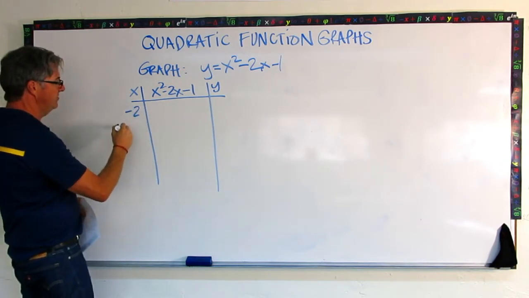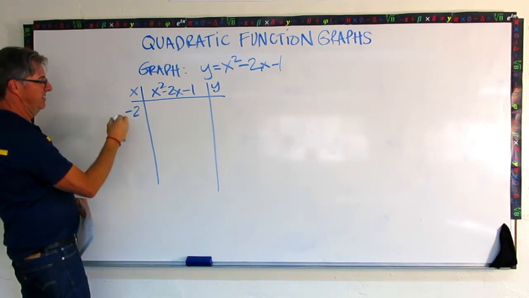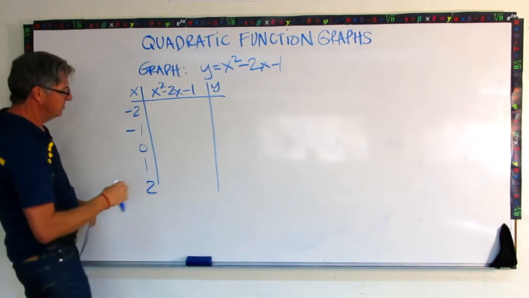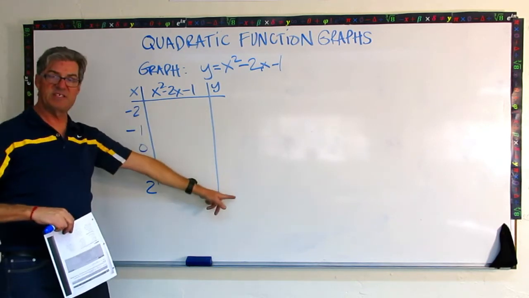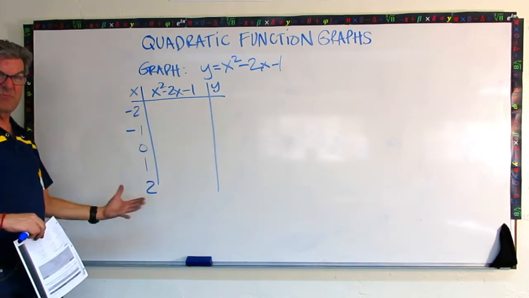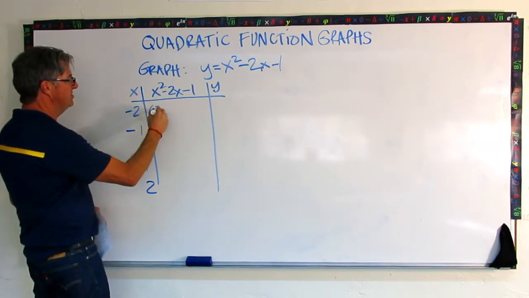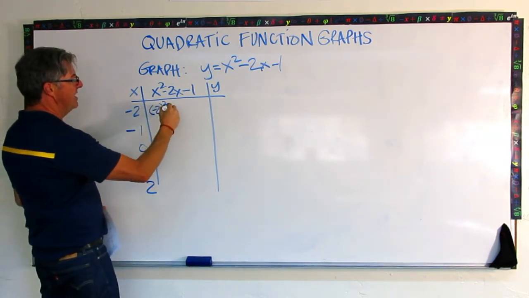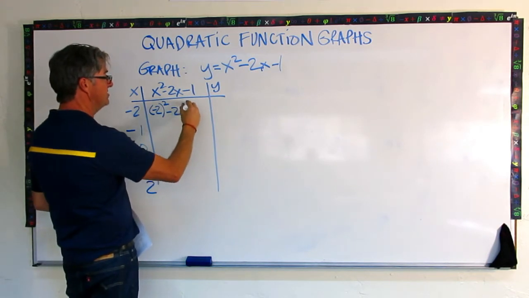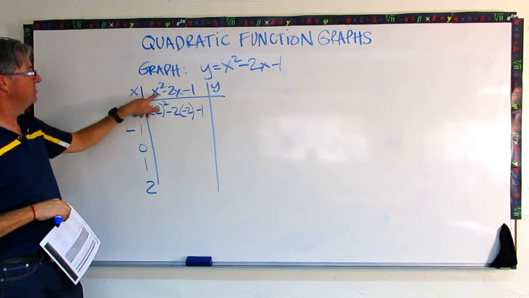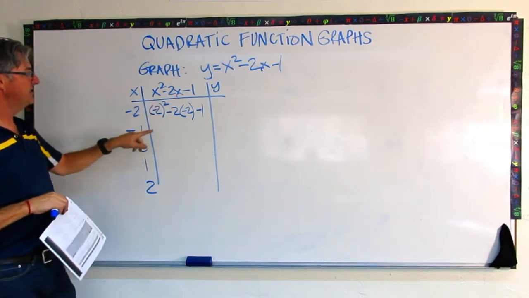So minus 2 for x. Let's do minus 1, 0, 1, and 2, and see what we get on the y side, and we might need to add another point depending on what that is. Okay, so plug-in step. Minus 2 squared minus 2 times minus 2 minus 1. I just plugged in my negative 2 for x and left everything else the same.